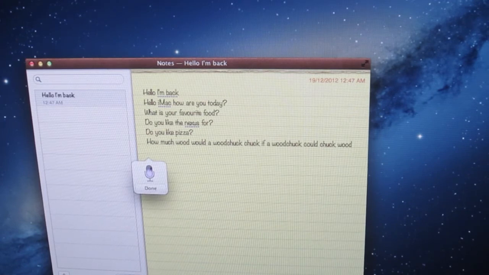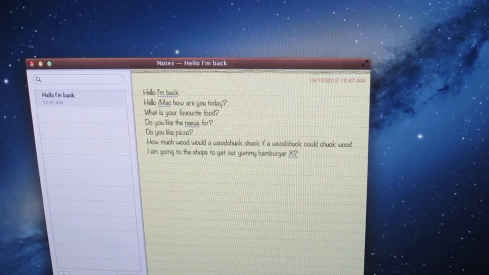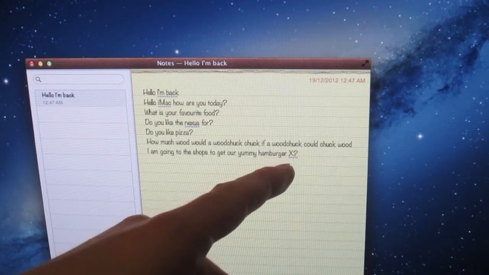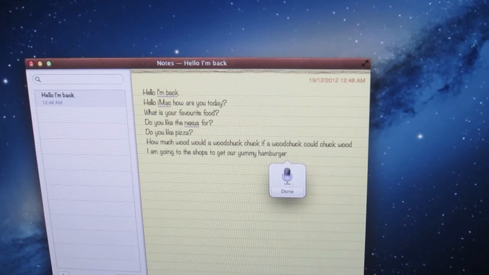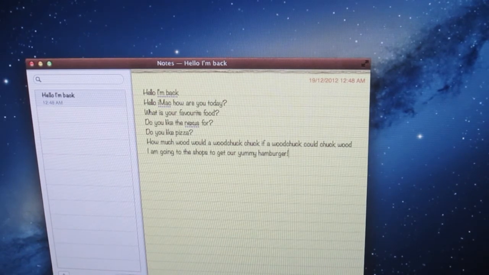I am going to the shops to get a yummy hamburger! Exclamation mark. So it got all the writing correct there. But instead of exclamation mark, it put an X and a question mark, funnily enough. I'll try to do that again. So we'll backspace that. Exclamation mark. There, got it that time. So it's actually doing pretty well.